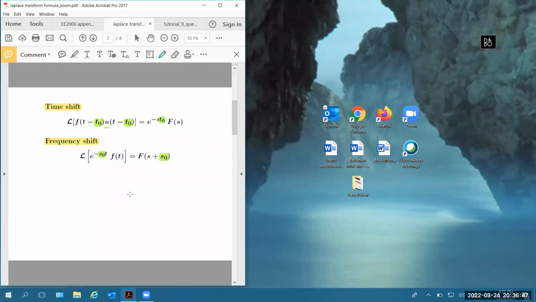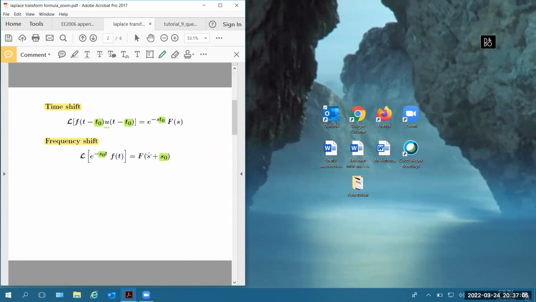Then the next formula is the frequency shift. Frequency shift is like that. You Laplace transform this thing. Here there is an s naught, where s naught is a constant. And the outcome is F, and the argument is s plus s naught.